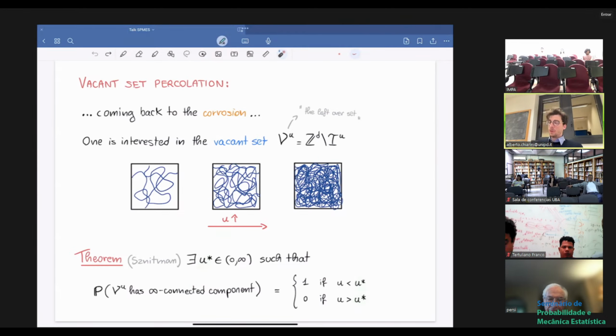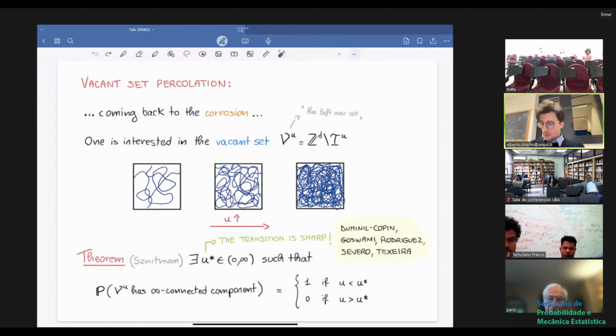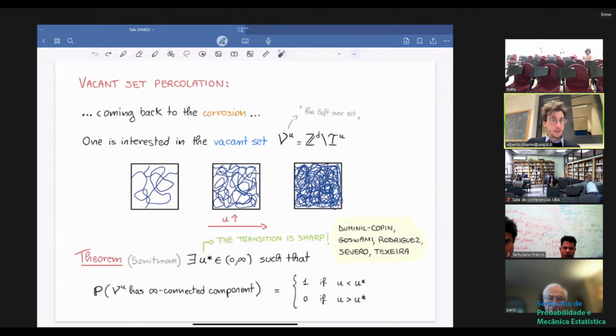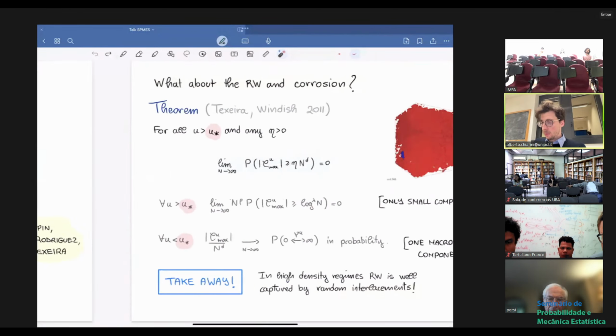So there exists some parameter U star, which is strictly positive and finite, such that the probability that the vacant set has an infinite connected component is equal to 1 if U is smaller than U star, and it is equal to 0 if U is bigger than U star. Recently, this is really a result of this year, and it is highly non-trivial and very important. It has been proven that the transition is sharp by Duminil-Copin, Goswami, Rodriguez, Severo, and Teixeira. And this has important consequences also for what I am going to say in a second.